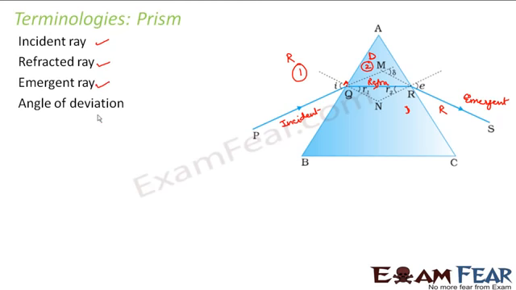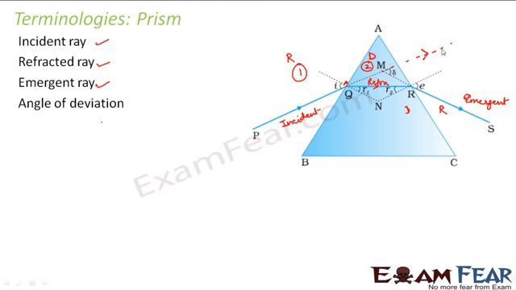Similarly, we have something called the angle of deviation. What is the angle of deviation? It is the angle by which the incident ray gets deviated because of the prism. Let us suppose there had been no prism. In that case, the incident ray would have gone straight like this, right? Now since the prism is there, the ray coming out of the prism is this one.